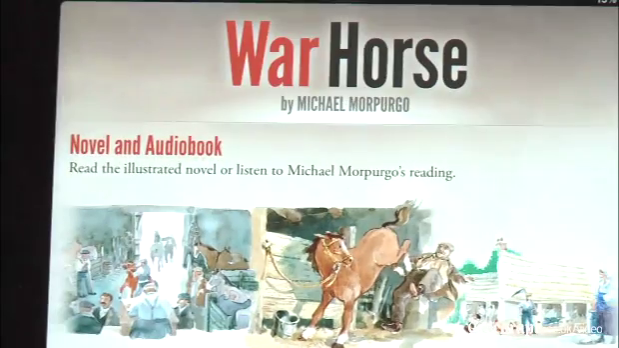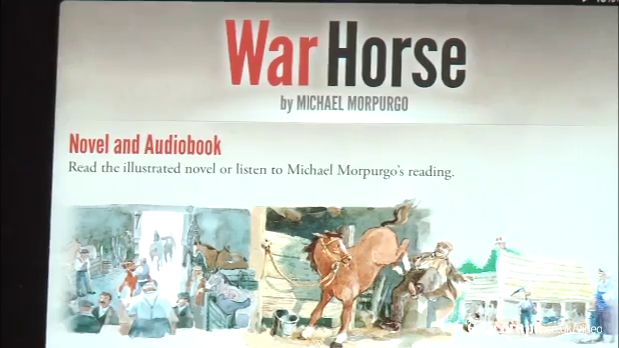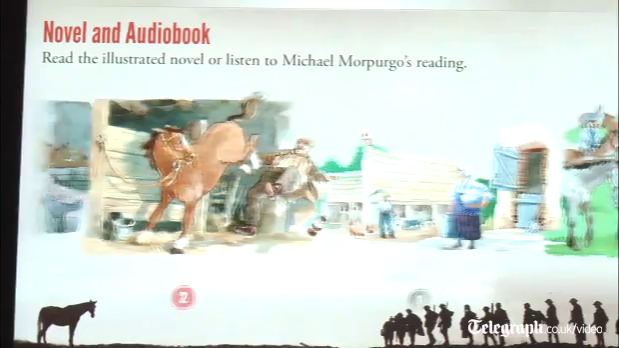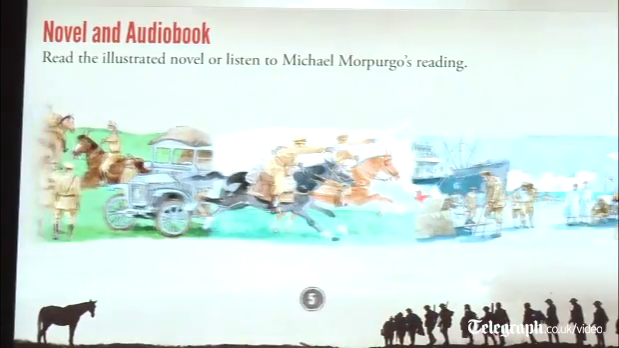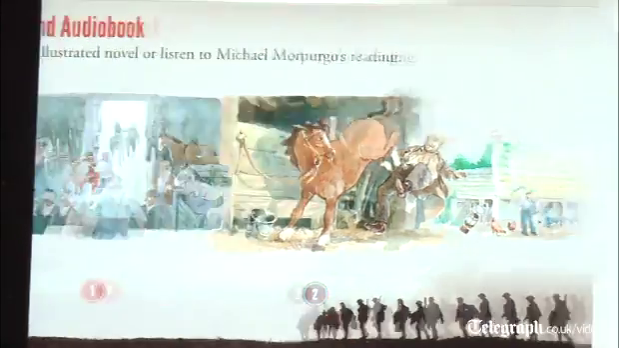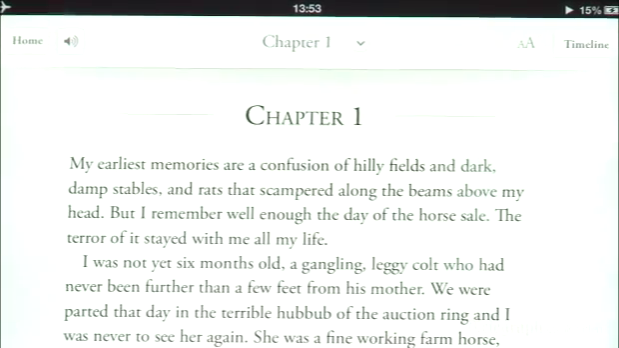My story is at the heart of this app, and to read the story, what you have to do is you'll see a scroll of pictures along the top here, and each of the pictures represents a chapter. So if I press on the first picture, up comes chapter 1.